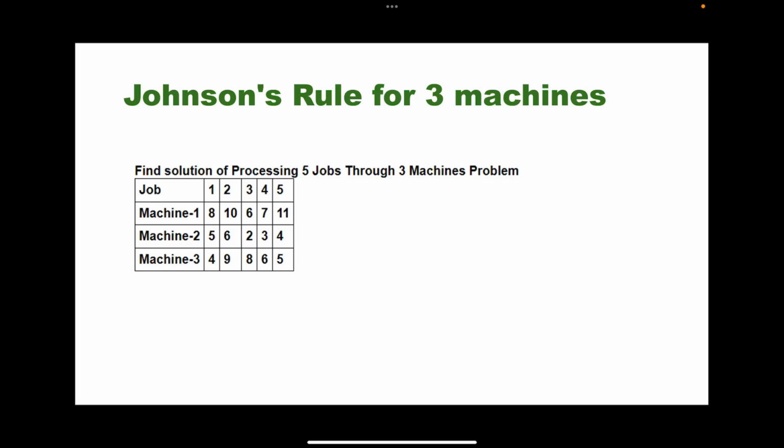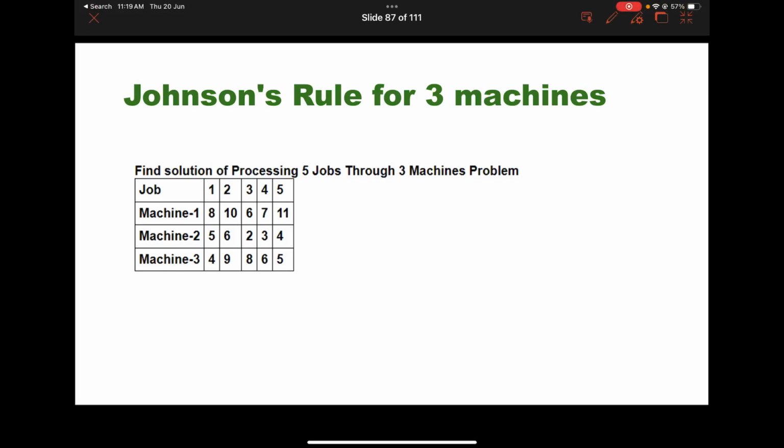Welcome to another lecture on industrial engineering. So in this video we are going to discuss Johnson's rule for three machines. We have seen Johnson's rule for two machines and we have discussed the algorithm for the sequencing of jobs on two machines.